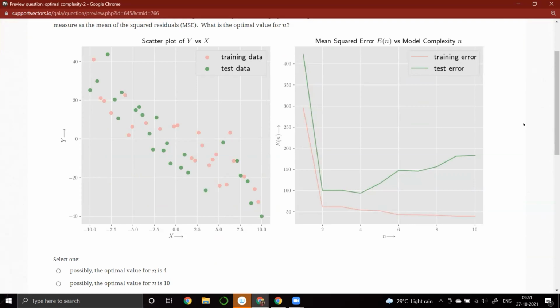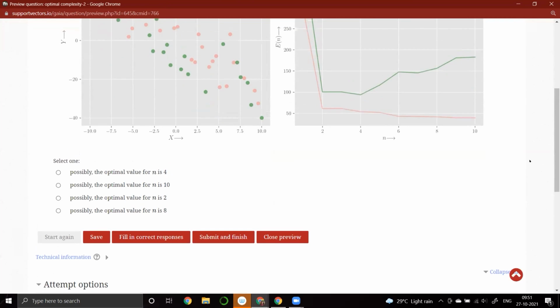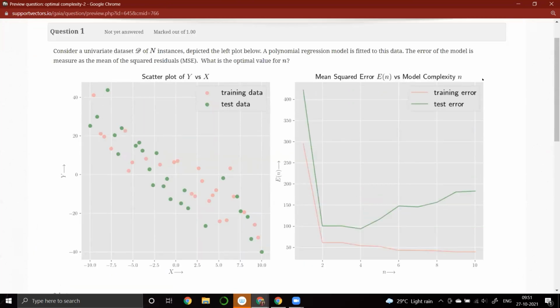Consider a univariate data set D of n instances depicted in the left plot. A polynomial regression model is fitted to this data. The error of the model is measured as the mean of squared residuals, that's MSE. What is the optimal value of n? So we are trying to find the complexity based on the MSE here.